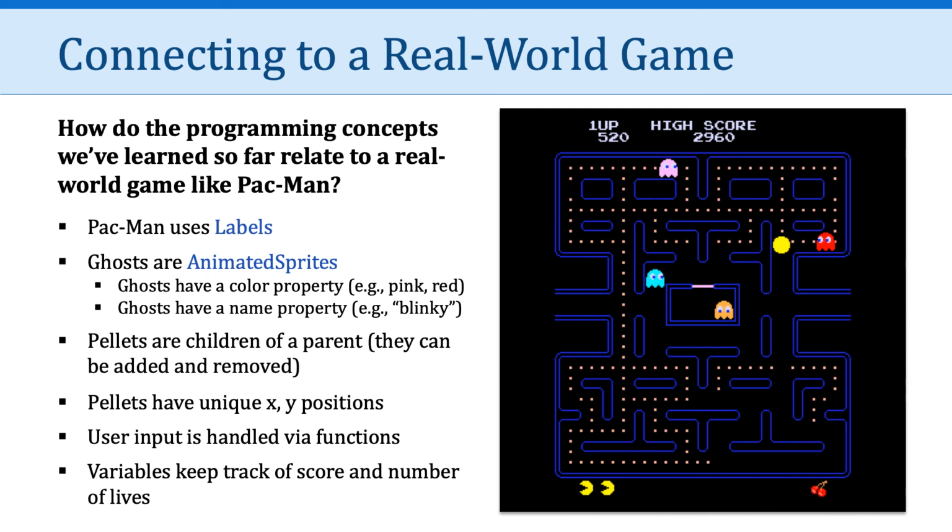And finally, we need variables to keep track of important information, such as the player's score, as well as the number of lives remaining in the game. And so I just wanted to help make the connection between what we're learning in Godot and how this might apply to a real-world game such as PacMan.